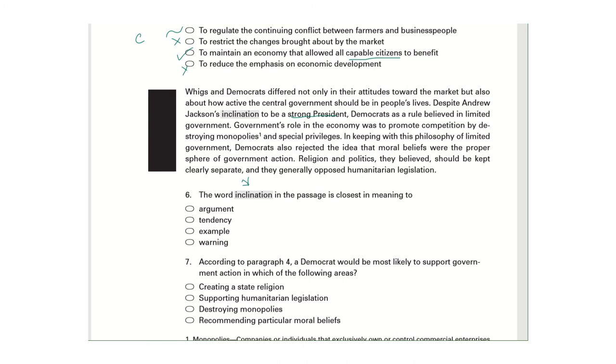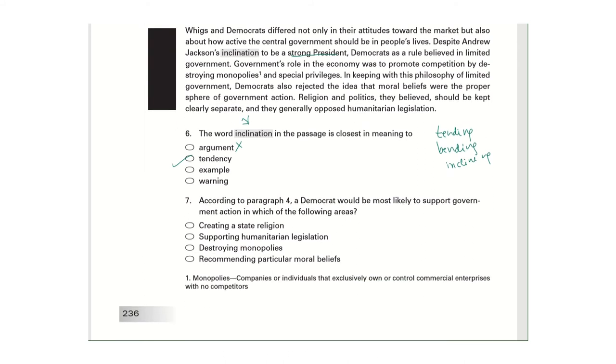Argument, tendency, example, warning. Tendency looks like the best here. Example, argument. No, it's not an argument. If I wrote tendency here, it makes sense. Despite Andrew Jackson's tendency to be a strong, you are tending towards something, you are inclining towards something. That's how you can use this. This is a vocabulary question and, you know, tending towards means bending towards means inclining towards. These are all related words. So, yeah. Example, warning, argument, these words do not make sense.